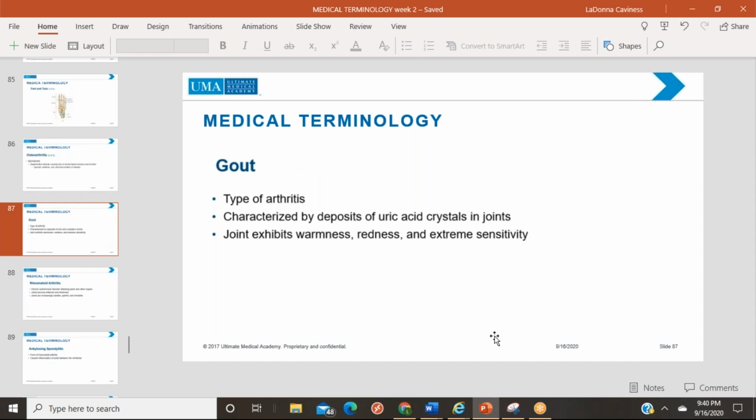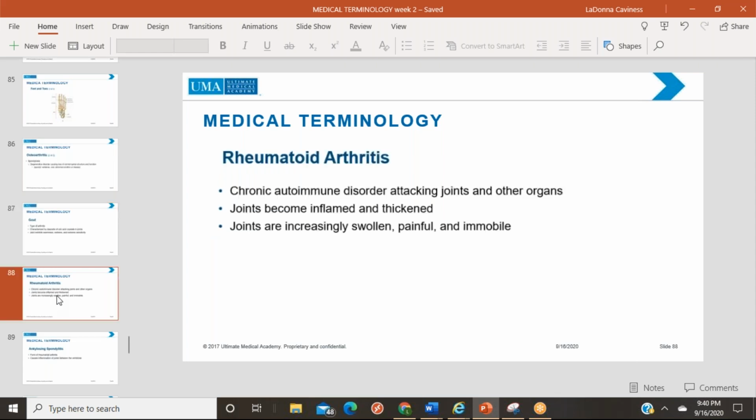Gout is a type of arthritis characterized by deposits of uric acid crystals in the joints. The joint exhibits warmth, redness, and extreme sensitivity. Rheumatoid arthritis is a chronic autoimmune disease attacking joints and other organs. Joints become inflamed and thicken. Joints are increasingly swollen, painful, and immobile.